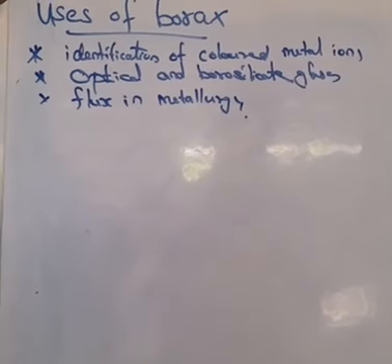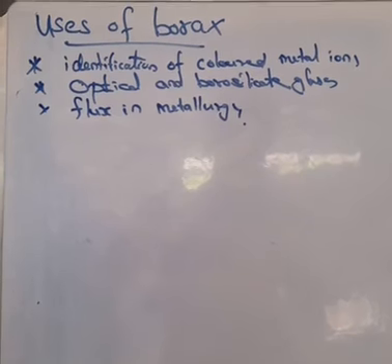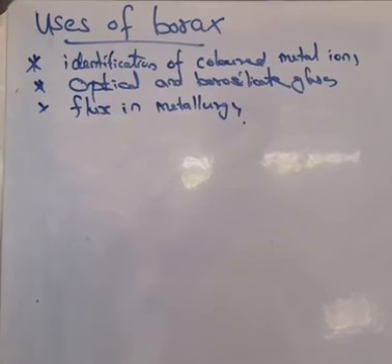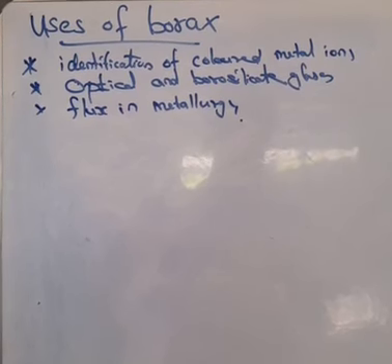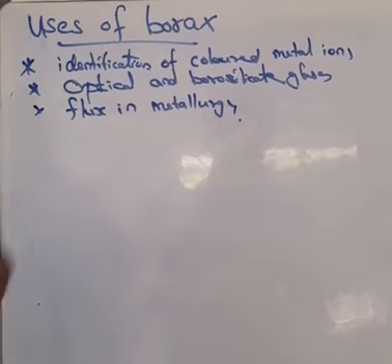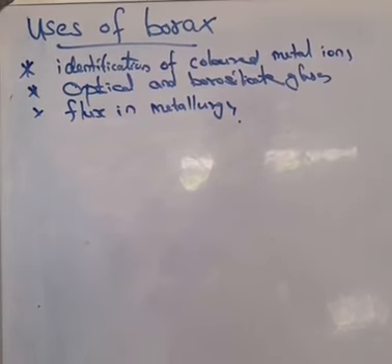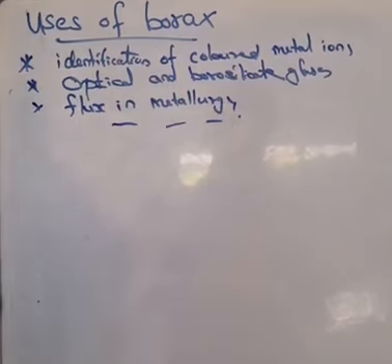It's an important question. It is used for the identification of colored metal ions, and it is used in the manufacture of optical and borosilicate glasses. It is also used as a flux in metallurgy, and also acts as a preservative. It's a very important preservative. Okay. Next our topic is boric acid.